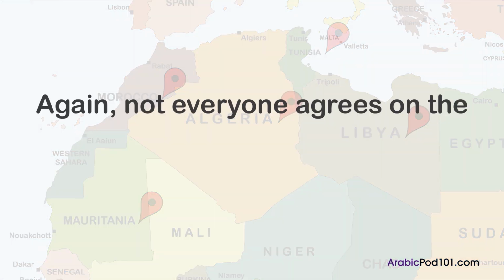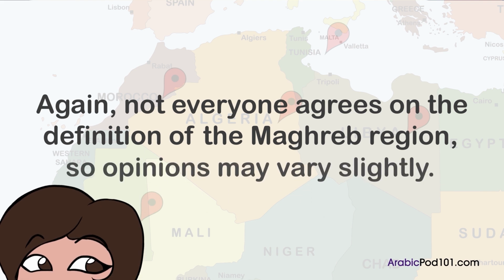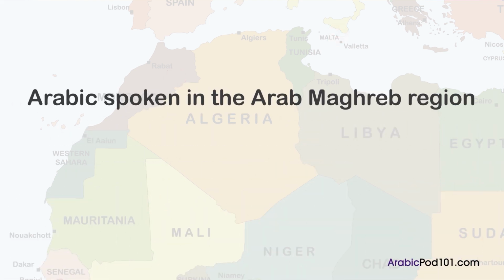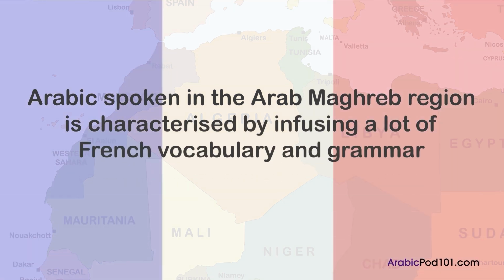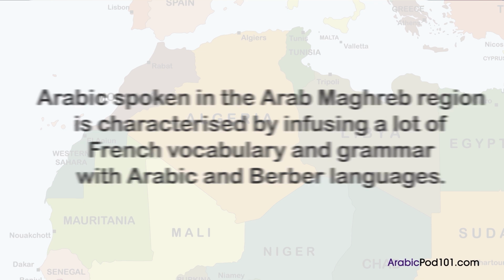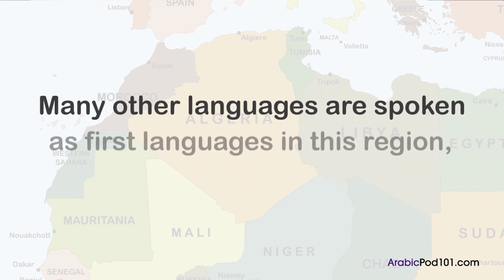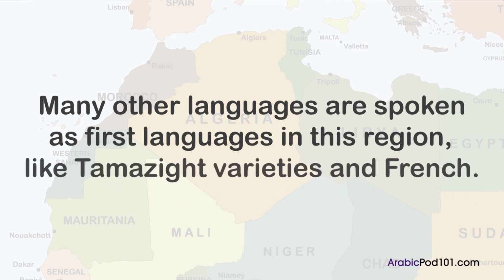Again, not everyone agrees on the definition of the Maghreb region, so opinions may vary slightly. Arabic spoken in the Arab Maghreb region is characterized by infusing a lot of French vocabulary and grammar with Arabic and Berber languages. Many other languages are spoken as first languages in this region, like Tamazight varieties and French.